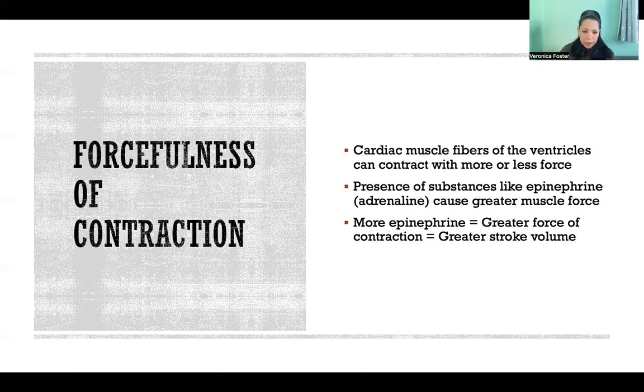So when we have epinephrine circulating through the body, one place that it acts on is the heart. It will both increase heart rate, but it will also increase the forcefulness of each contraction. So the heart will contract more strongly, essentially, and the more force that is produced by each contraction is going to generate more pressure, and that's going to force more blood out of the ventricles. So that's going to equate to a greater stroke volume.